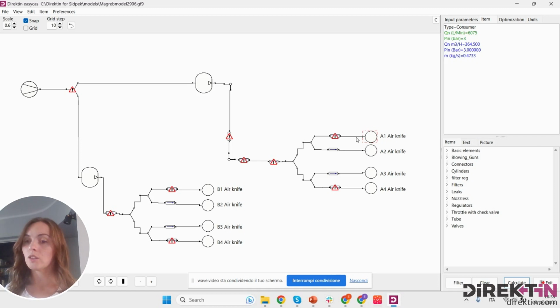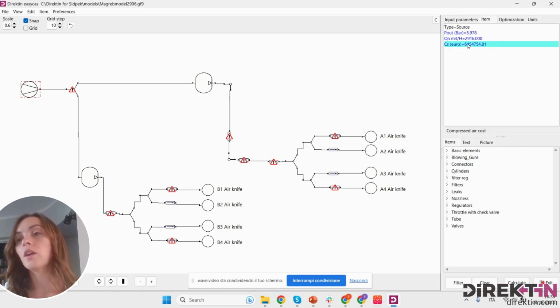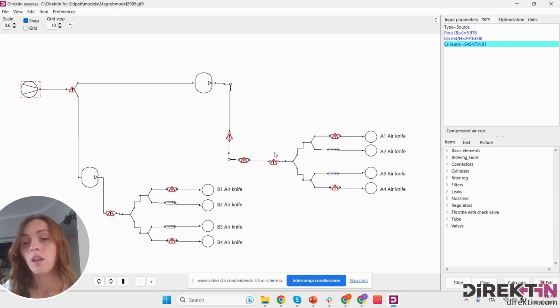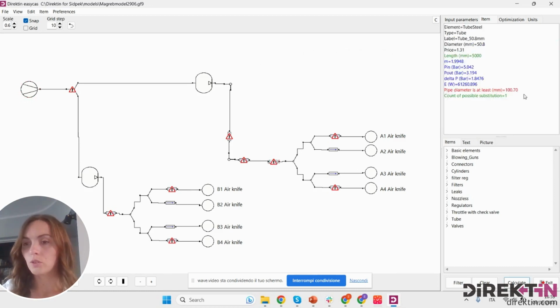So there are two machines with 4 air knives each, and we just pressed calculate to model it. As the result, we got 6.4 million Moroccan dirham, so 6.5, of energy cost per year. That correlates with the real energy cost. But the most important thing we also got is the information about the pressure drop in the pipelines.